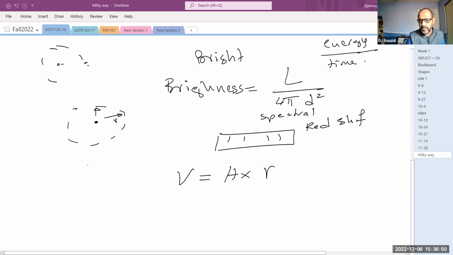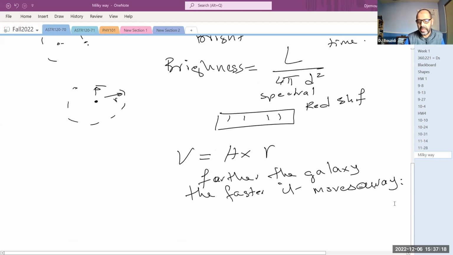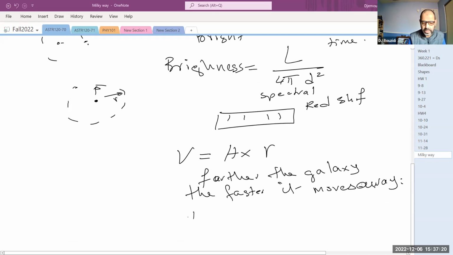So anywhere you look, all the galaxies are moving away from us, and they are moving at this velocity, meaning the farther the galaxy, the faster it moves away. That's basically what the whole thing is. So basically, the universe is expanding.